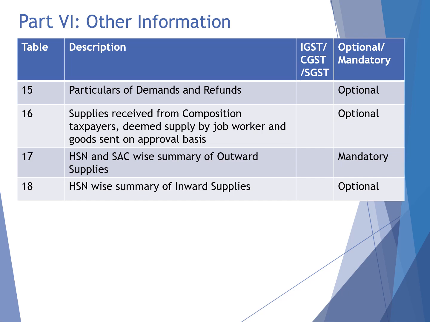The registered person whose aggregate turnover is up to rupees 5 crore requires the 4-digit HSN or SAC-wise summary of the outward supply for the B2B supply, and this is optional for the B2C supply. The registered person whose aggregate turnover exceeds rupees 5 crore compulsorily requires the 6-digit HSN or SAC-wise summary of the outward supply for B2B and B2C also.